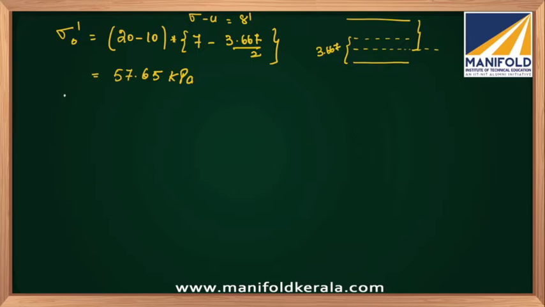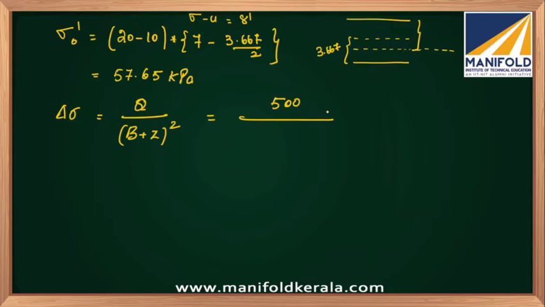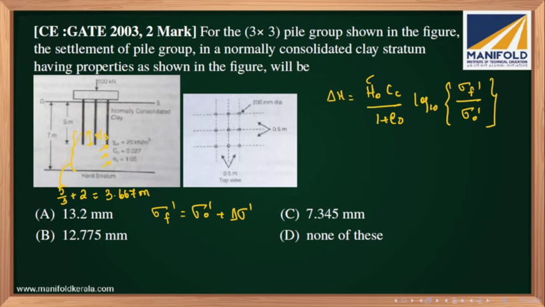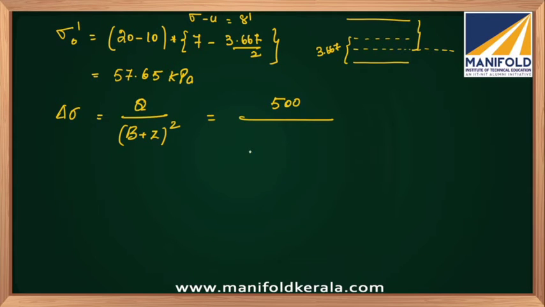My second task is to find the incremental stress at the mid of the clay layer, which can be calculated by Q divided by B plus Z the whole square. Q is the 500 kilonewton load that is acting. The breadth is the outer to outer dimension of the pile: 0.5 plus 0.5 plus 0.1 on this side and 0.1 on the other side, which is 1.2 meter. So B would be 1.2 meter.